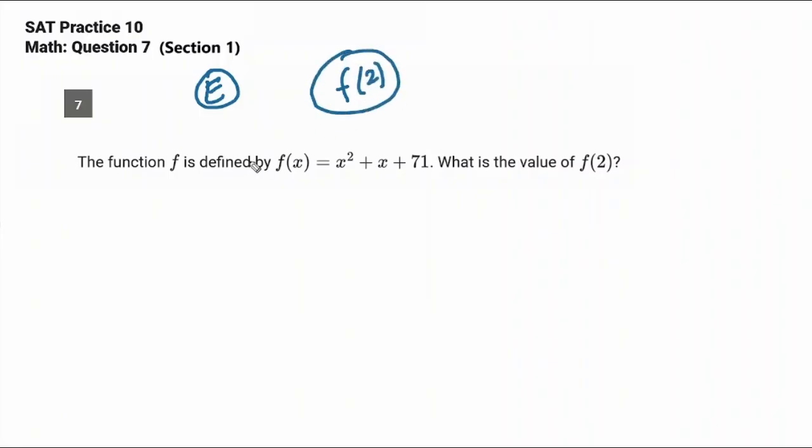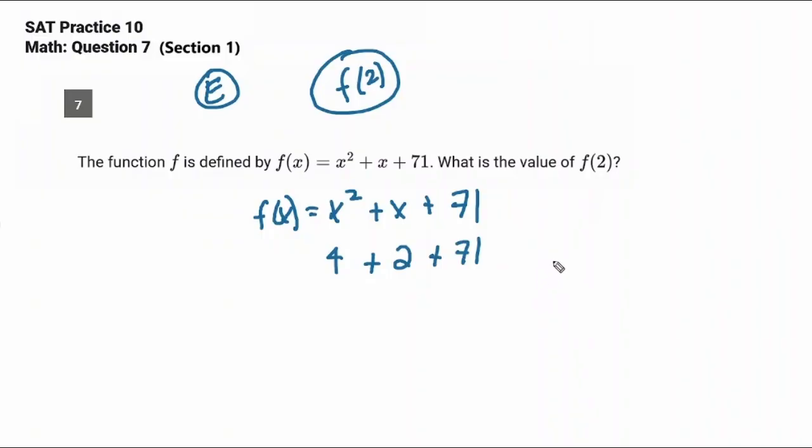Functions can get really hairy on the SAT, but not when they're easy. It's an easy question. What do you have to do here? All you have to do is put 2 in this function. You have to follow the directions. So every time you see an x, you're going to put in a 2. I'm going to write the function. You don't really have to. X squared, 2 squared, so 4, plus x, 2, plus 71. You can put that in your calculator if you want. Don't really have to. 77. Couldn't be easier. Functions are just following directions. If you can follow directions, you can get them all right and move on.